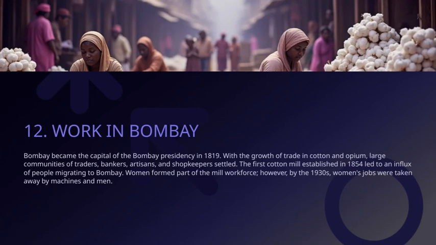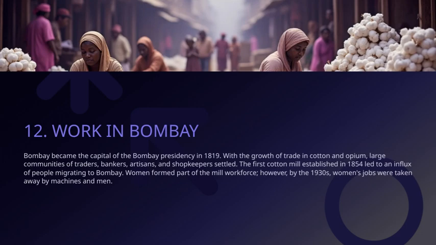In 1819, Bombay officially became the capital of the Bombay Presidency, marking a significant turning point in its development. As trade, especially in cotton and opium, grew rapidly, large communities of traders, bankers, artisans, and shopkeepers settled in the city, transforming it into a bustling commercial hub. The establishment of the first cotton mill in 1854 further accelerated this growth, attracting many people from different regions to migrate to Bombay in search of work and opportunities.